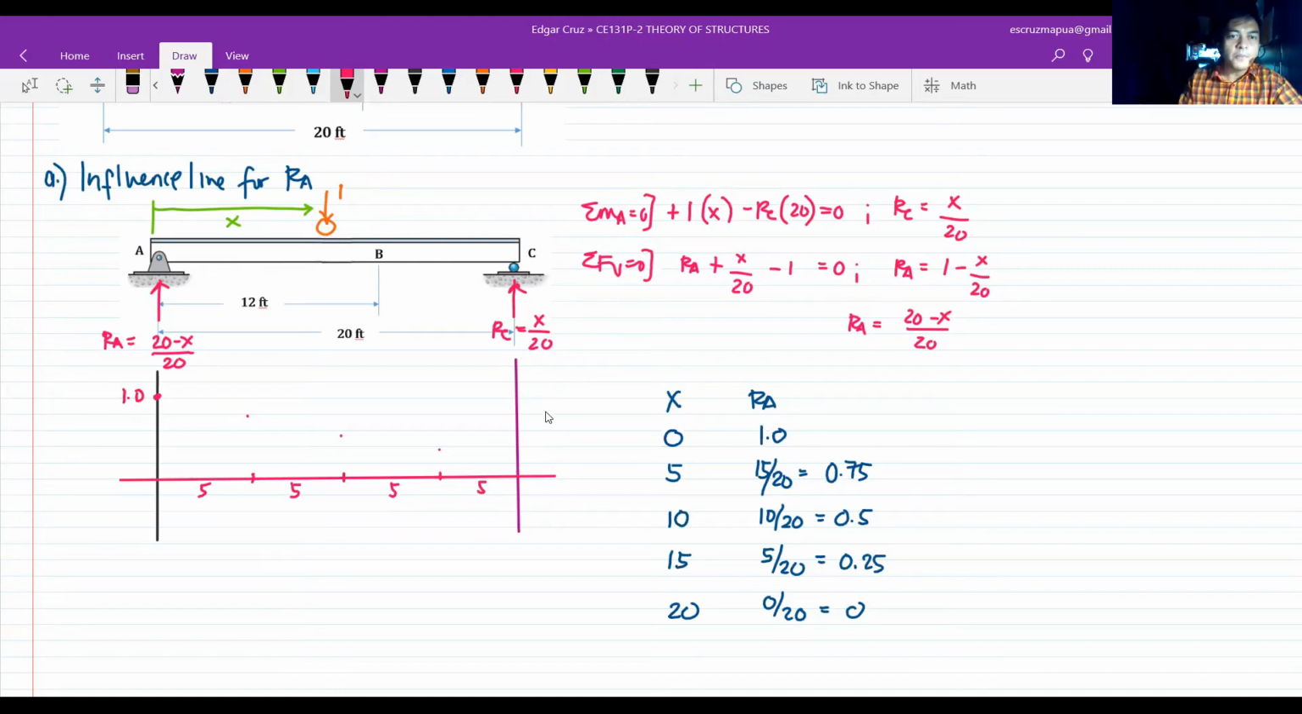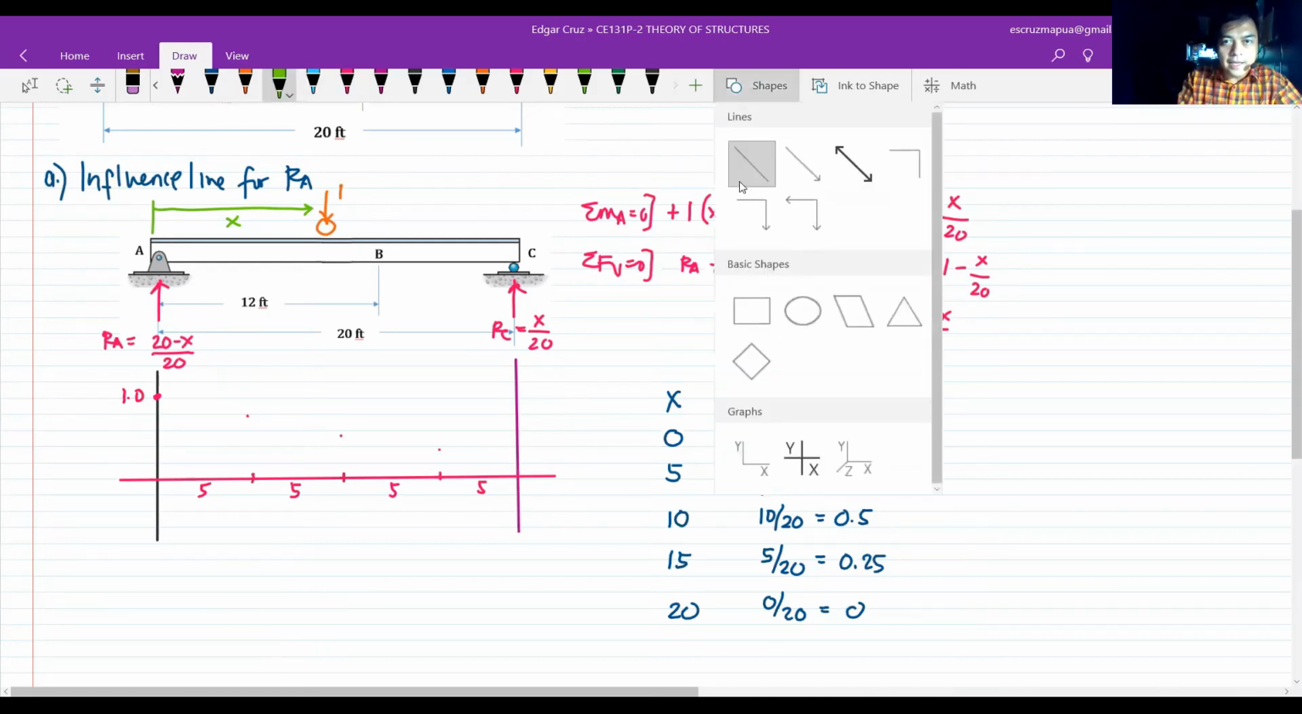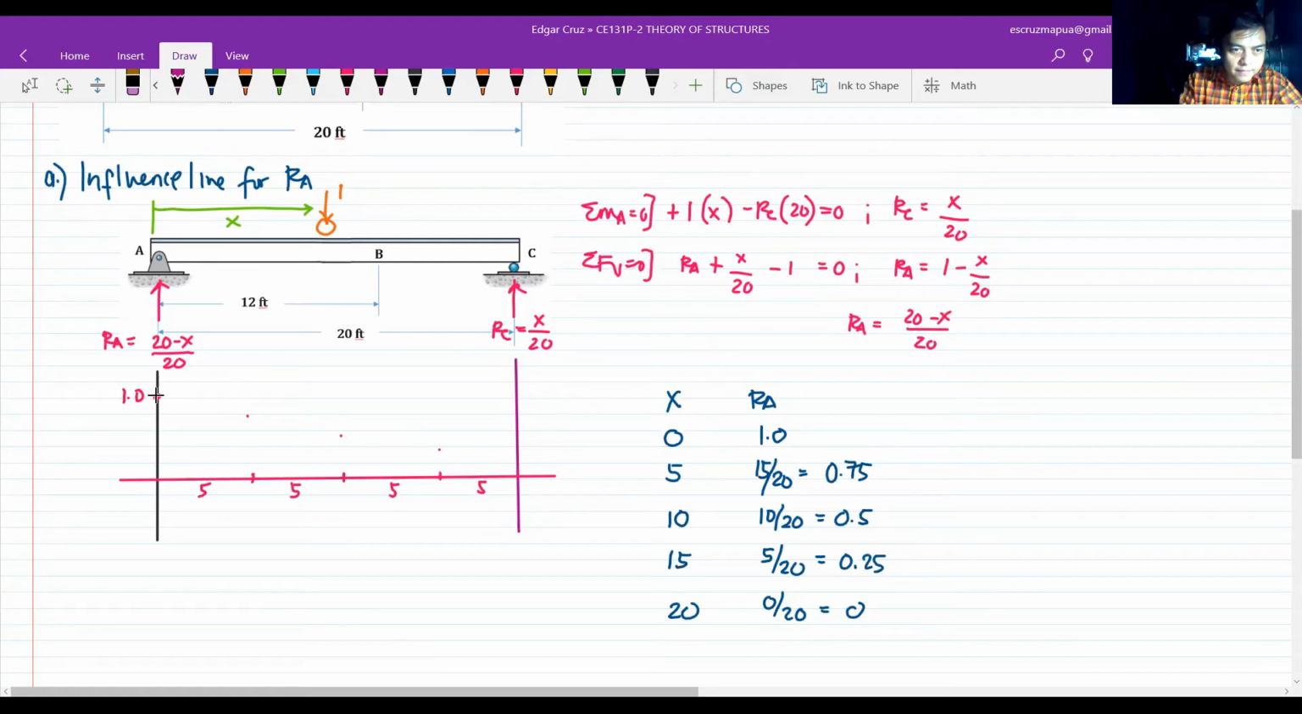If we plot those points and connect them, most likely it would be a straight line. It may be something like that. So that means at X equals 0, it is 1. At X equals 5, it's 0.75. So this is it.